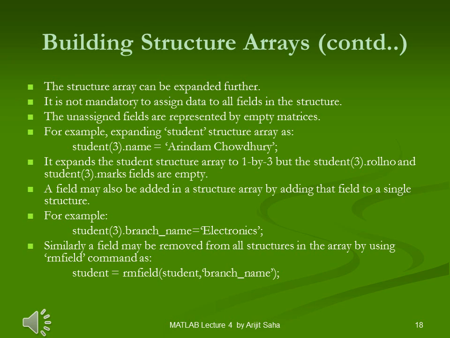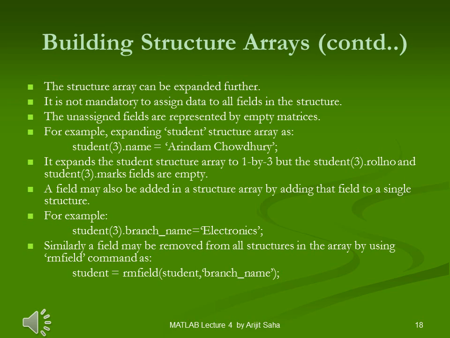It is not mandatory to assign data to all fields in a structure. The unassigned fields are represented by empty matrices. For example, expanding the student structure array as student3.name equal to Arindam Chaudhary. It expands the student structure array to 1 by 3, but the student3.roll number and student3.marks fields are empty. So like this, we can go on increasingly. And a field may also be added in the structure array by adding that field to a single structure. For example, student3.branch. It is electronic.